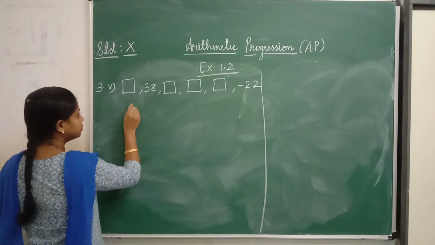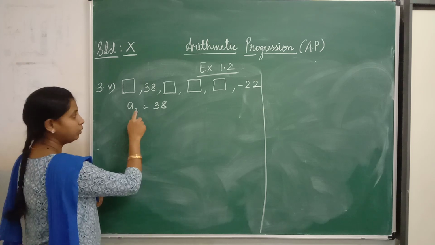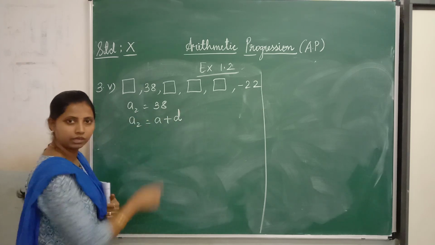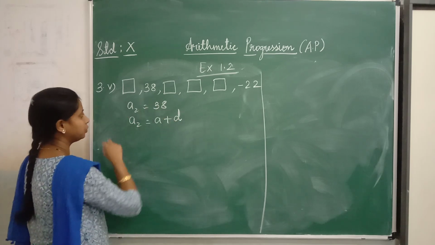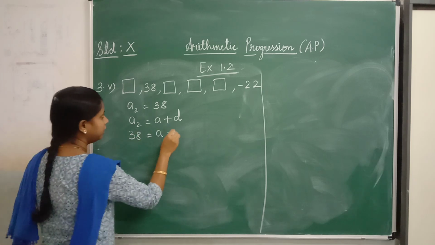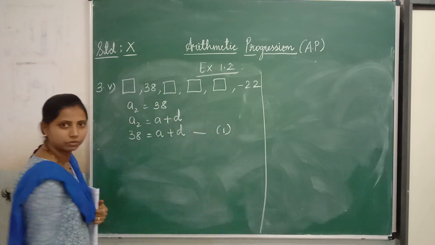Second term is given. So write A2 is equal to 38. How do you get A2? A2 we get by A plus D. We have learned in standard form, A2 is nothing but A plus D. Substitute. A2 is 38. A as it is, we don't know. D also as it is, we don't know the difference. This will be the first equation.